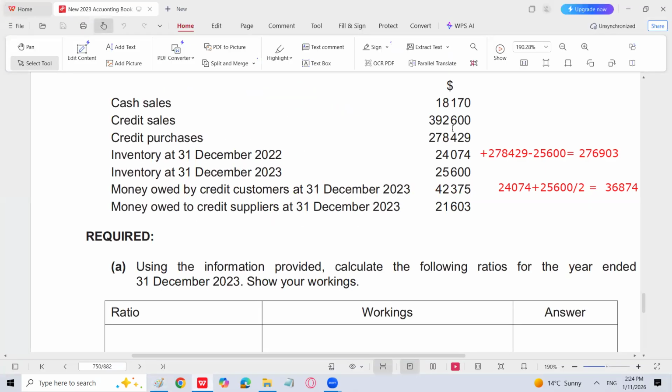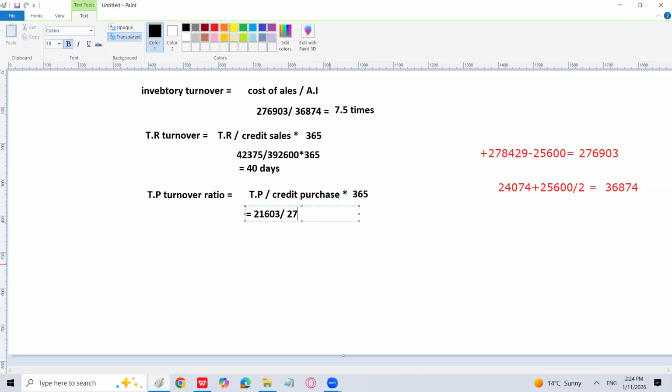They are given here, 278,429. So let me write here 278,429 into 365, which is the normal days we use in a year. So trade payable over credit purchases into 365, we will get our trade payable period. The answer is going to be 28.3, so we'll write 29 days.